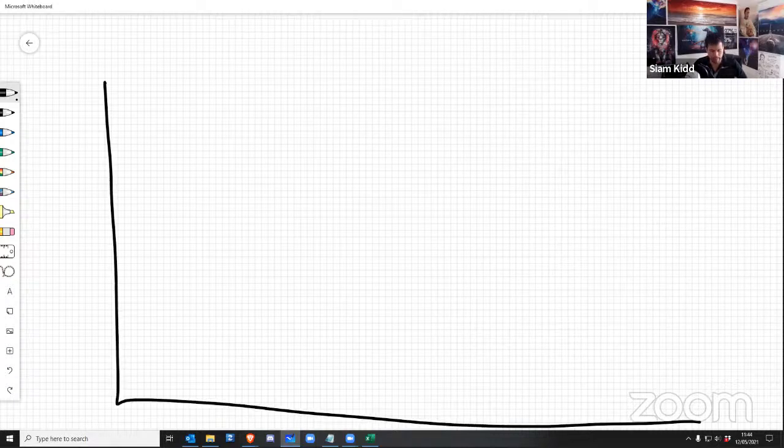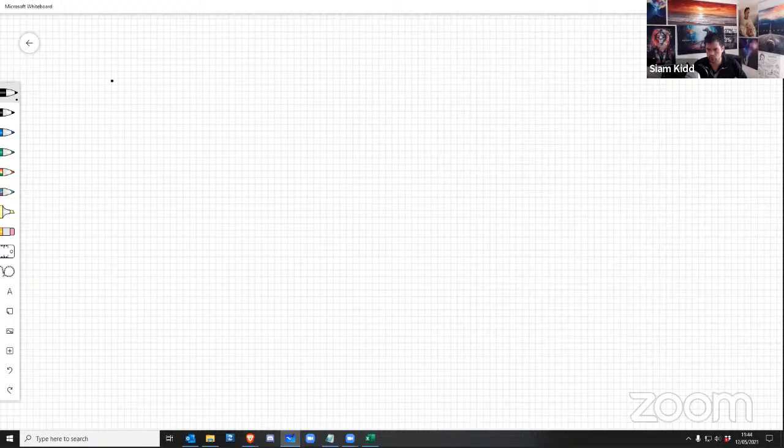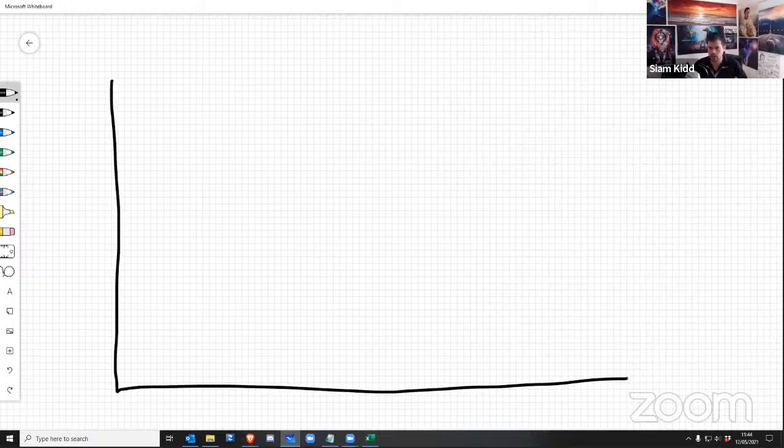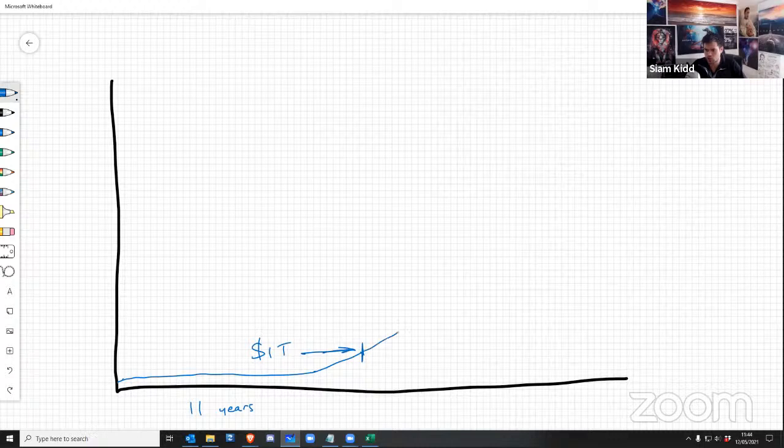Let's draw a better chart here. I'm just trying to think of the axes here. So if we take Bitcoin, it took, let's say, 11 years, almost 12 years to get to $1 trillion market cap. How long do you think it'll take for Bitcoin to get to $2 trillion? I reckon for Bitcoin to get to $2 trillion market cap, it's probably only going to take another year. It'll probably take a year to get to 2.